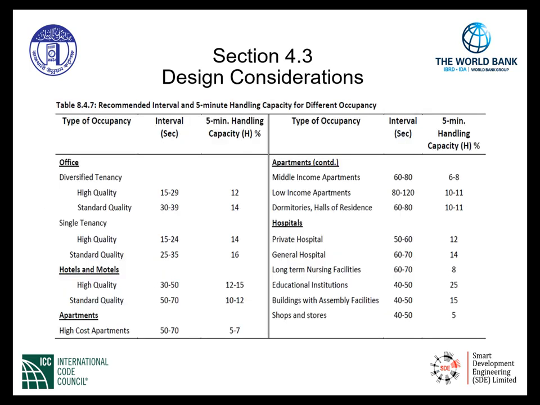Table 8.4.7, titled Recommended Interval and 5-Minute Handling Capacity for Different Occupancy. Within the table, we have 3 distinct columns. The first column is the type of occupancy. As you can see, we have categories: office category, hotels and motels category, apartments, and hospitals are the categories. Within the categories are the specific uses of these particular categories.